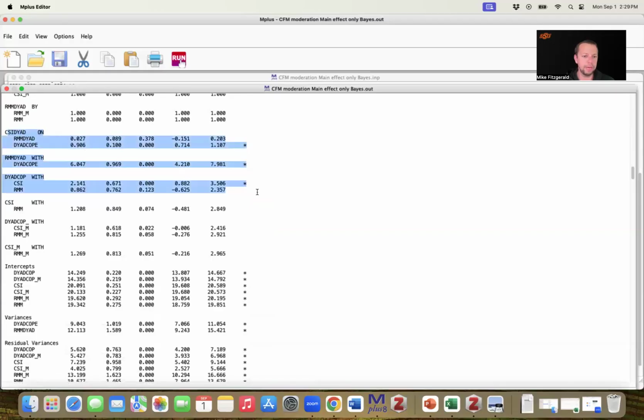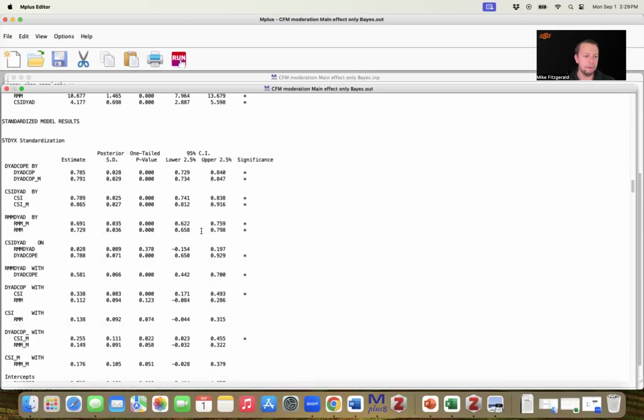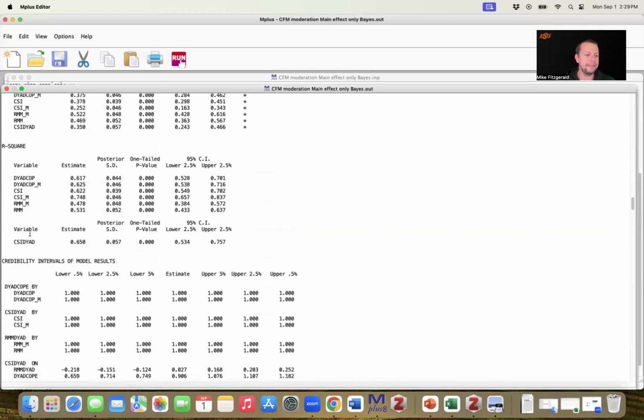So I don't place a whole lot of weight on the significance or even the direction of these effects. But where we will want to go, much like in the maximum likelihood estimation model, is to look at this explained variance. Right now, relationship mindfulness at the dyad level and dyadic coping at the dyad level, by themselves and on their own, are accounting for approximately 65% of the variance in dyad level relationship quality, again, indicated by the female and the male partner, right?